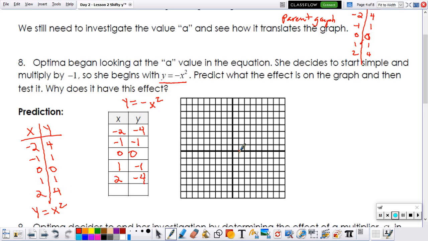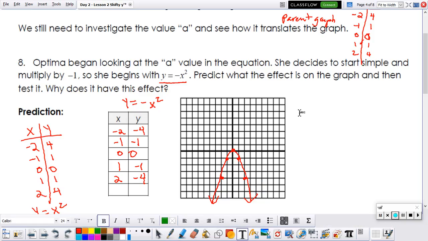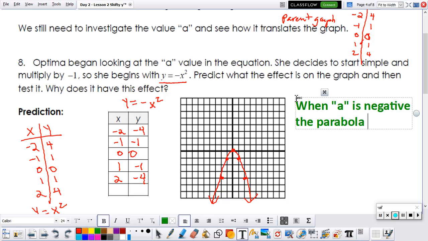So let's graph these points. Here's -2, -4, -1, 1, 0, 0. And now we see that the graph opens down instead of opening up. So let's make a little note here. Everybody write onto the side. When A is negative, the parabola will open down. All right.